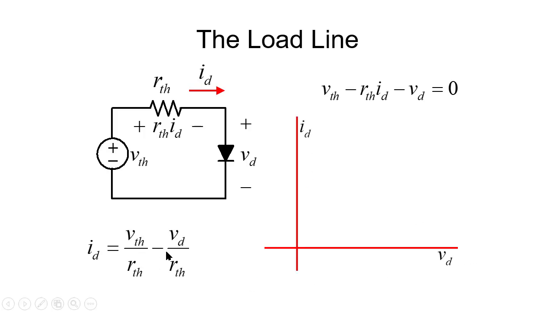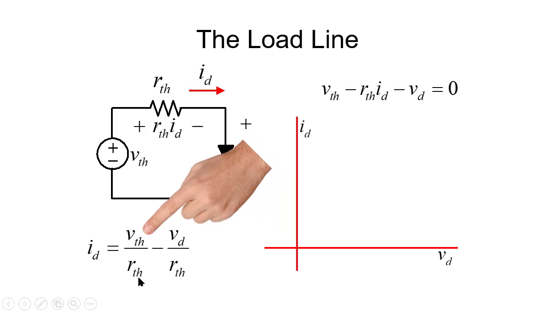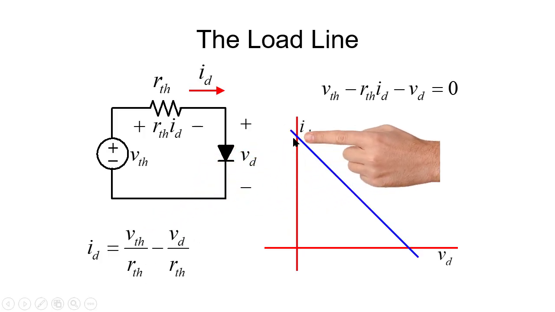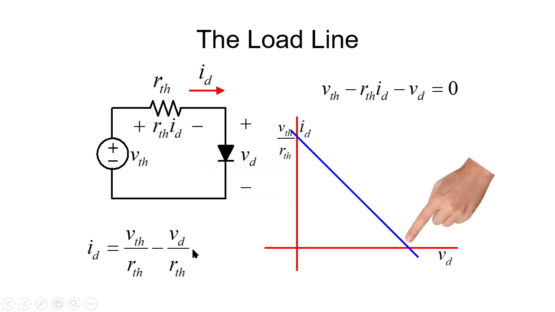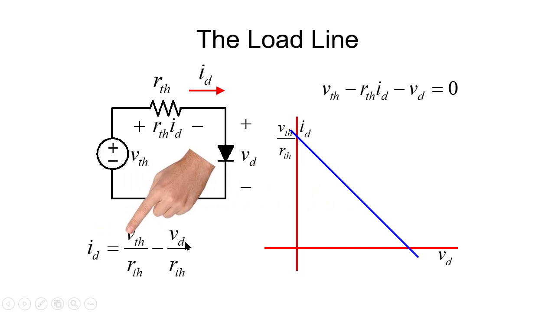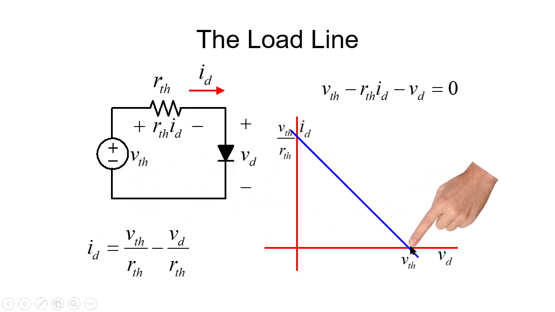It is a straight line with a negative slope 1 over RTH that has a value when VD is 0 of V Thevenin over R Thevenin, which is the short circuit current of the linear circuit, and intersects the horizontal axis when ID is 0, VD is just V Thevenin down here. That line that is imposed on VD and ID by the linear circuit is what we call the load line. That is the equation of the linear circuit.